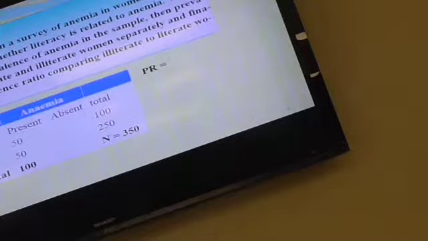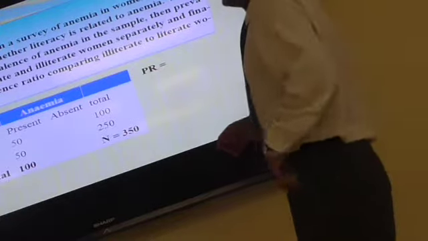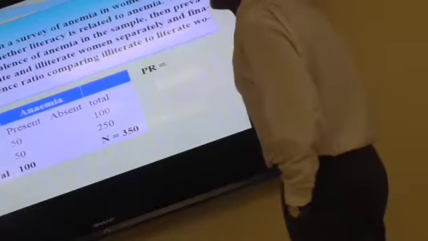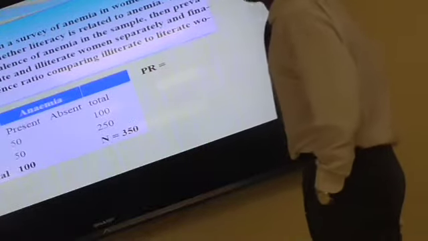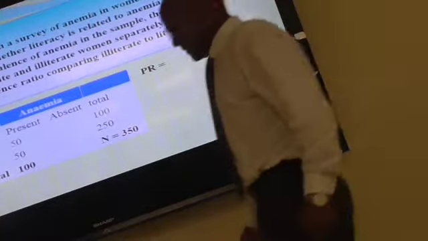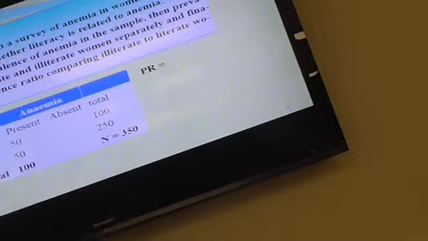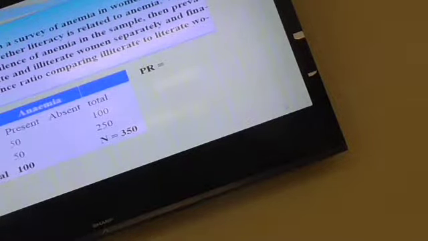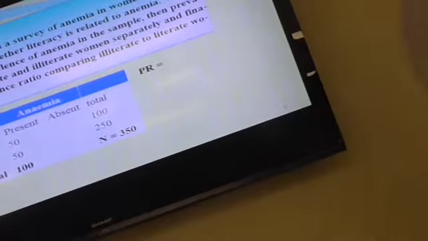So this is one example. The following data is from a survey of anemia in women. The researcher wants to know whether literacy is related to anemia. So they grouped women into two, based on literacy rate. You have illiterate women and literate women, and then there is a certain amount of anemia in the two groups.